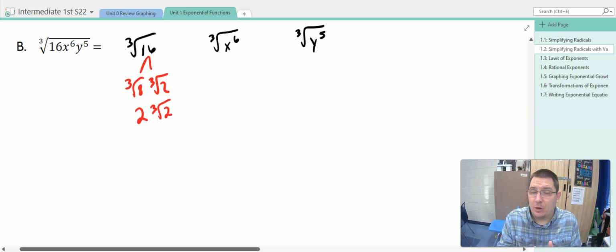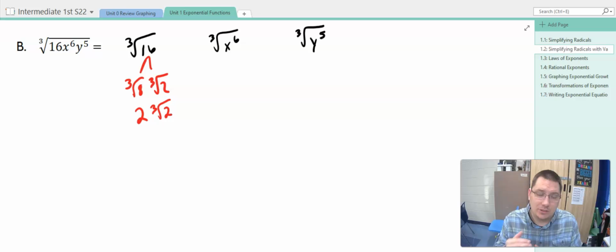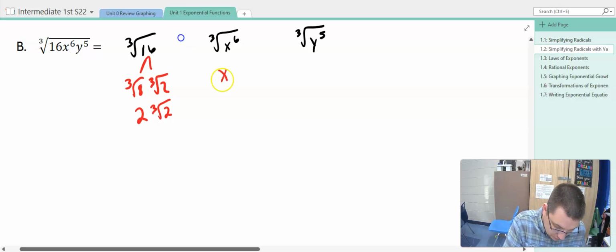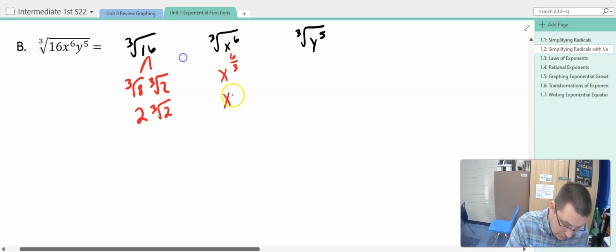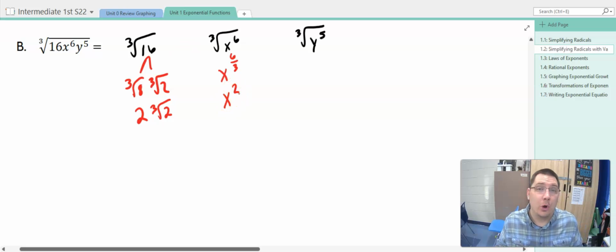Let's go to the x part. So the cube root of x to the 6th. Well, 6 is a multiple of 3, so we can just rewrite it as x to the 6 over 3. And 6 over 3 is what? That would be 2. So we get x squared. There's no radical part left for the x.